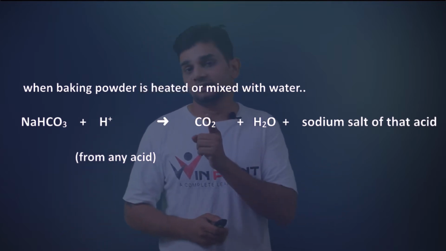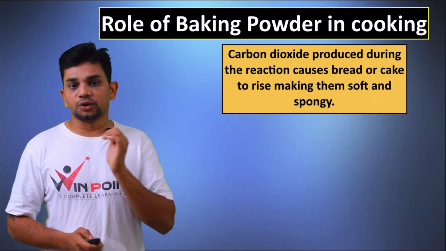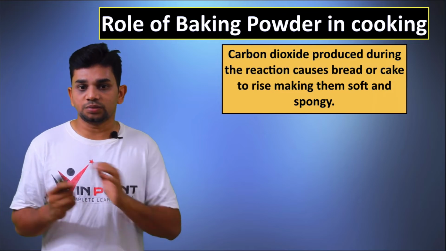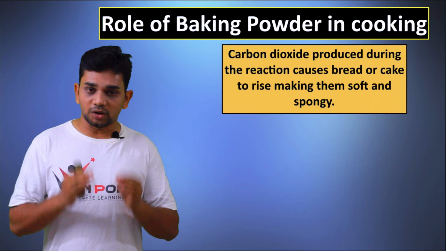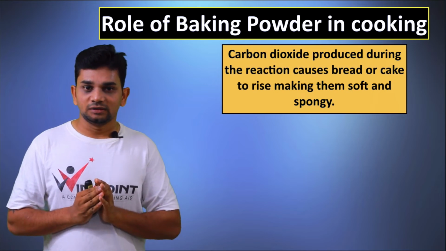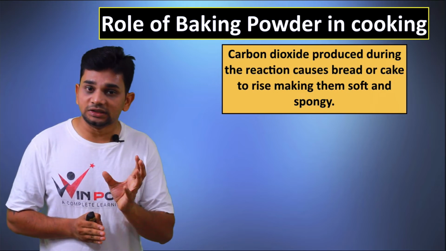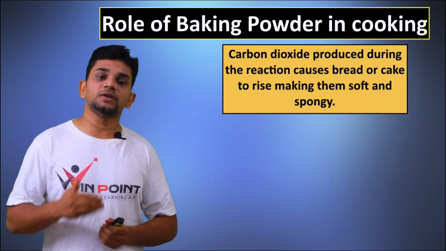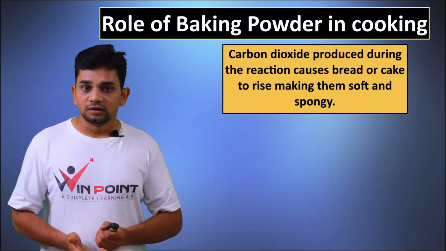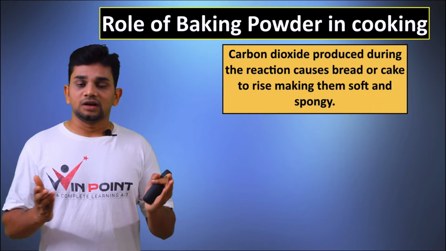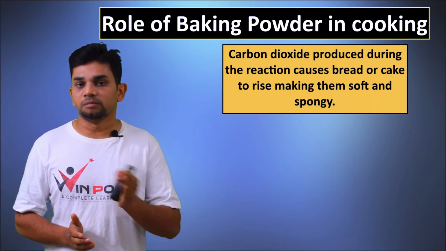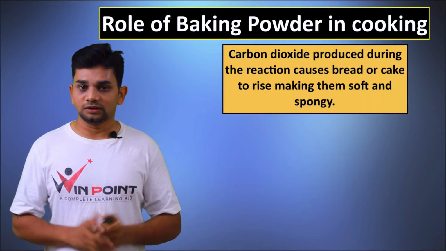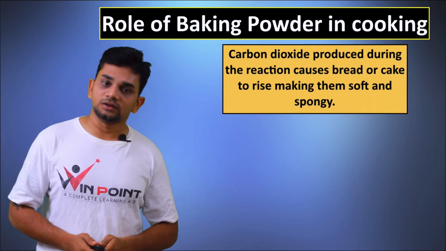This CO2 is the agent. Carbon dioxide produced during the reaction causes bread or cake to rise, making them soft and spongy. Because of this carbon dioxide, the food item will become spongy and soft. When we add baking powder, it will produce carbon dioxide, which will make the cake or bread spongy and soft. That is the role of baking powder in cooking.